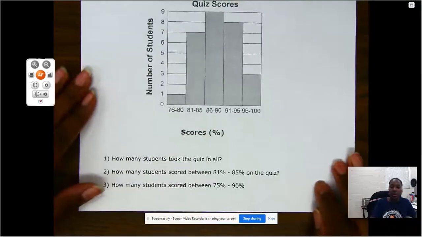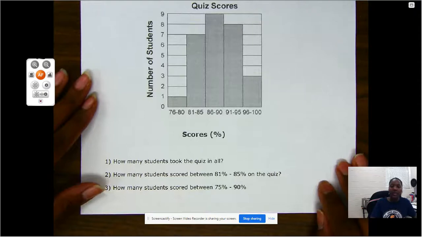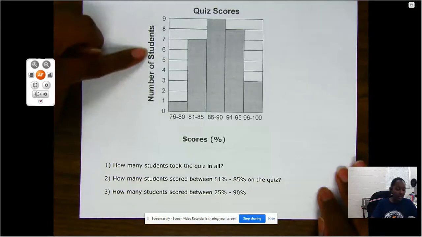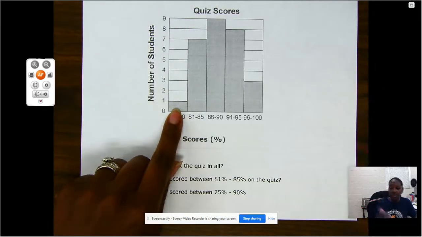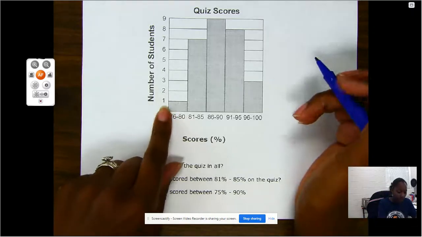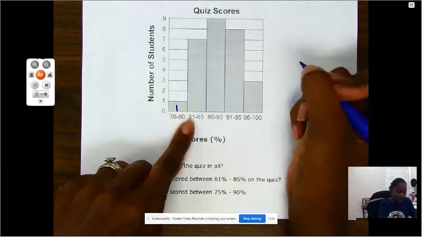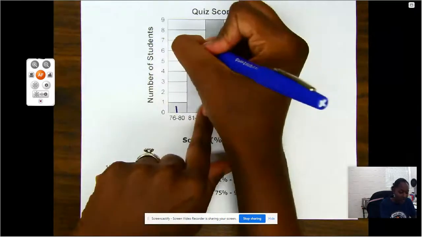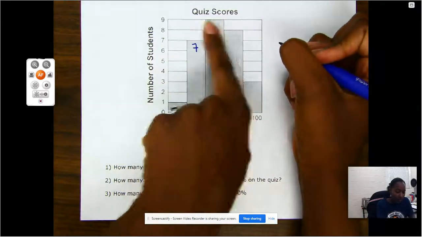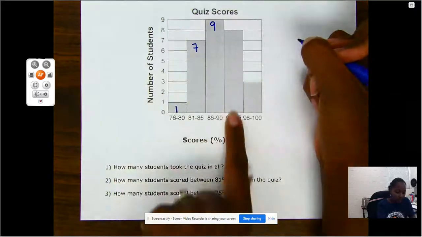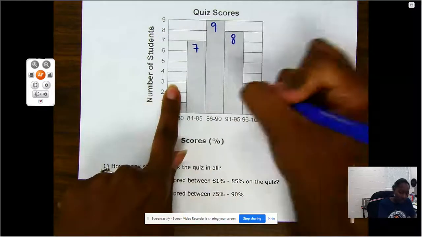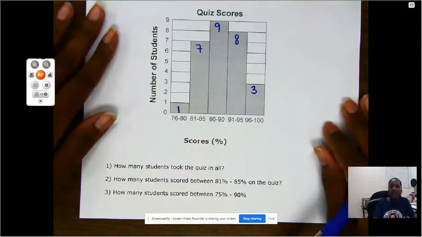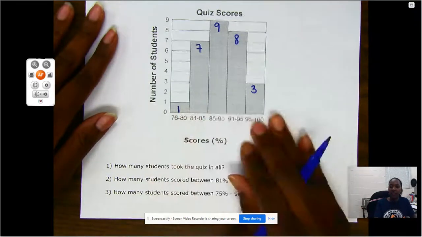So let's take a look at our questions. Number one, how many students took the quiz in all? All right, so if I look here, it says number of students. So I need to see how many students are in each one of these categories. So in our first category, it looks like I have one student there. This one has 7 students. This one, 9, 8, and 3.